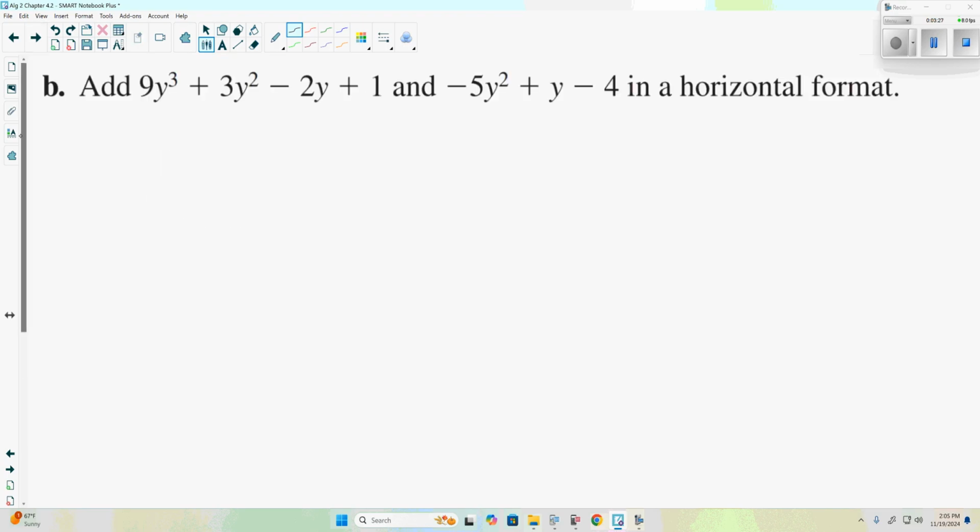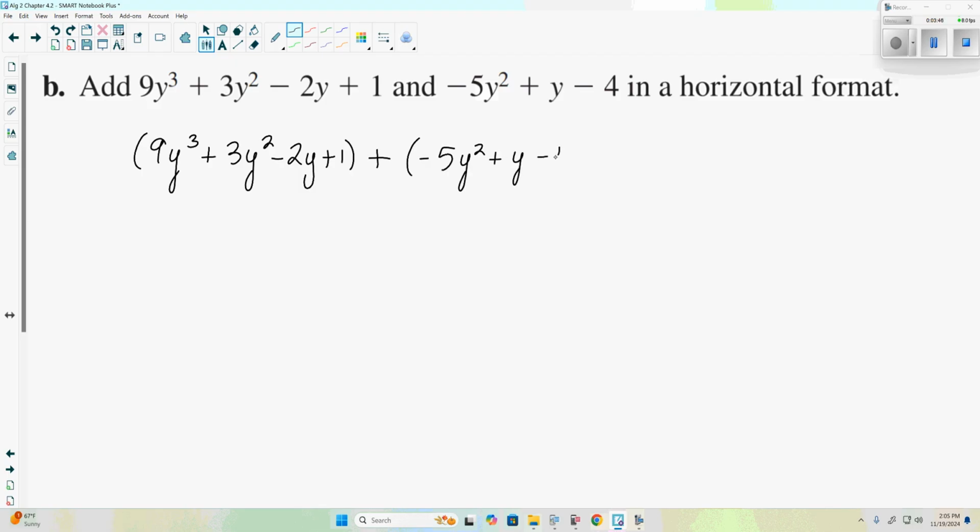So what we're going to look at next is adding horizontally. So vertically is up and down. Horizontally is our left and right. So the first thing we're going to do is just write it out. This is what we're used to seeing. This is how we normally add these polynomials, these expressions together. We normally add them horizontally. Just a line with our parentheses around both expressions.